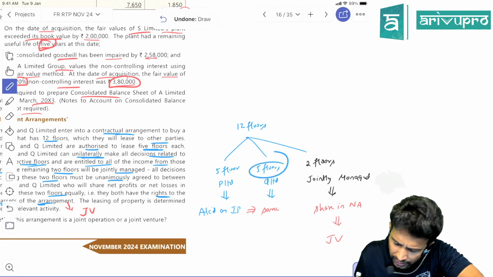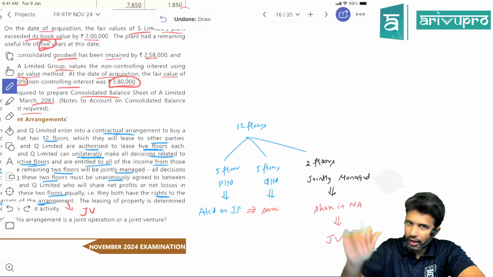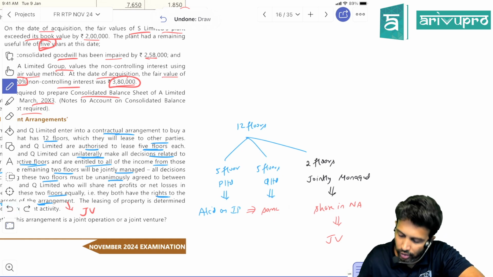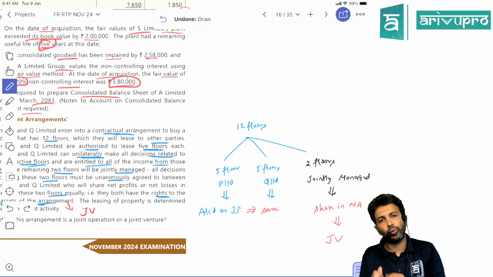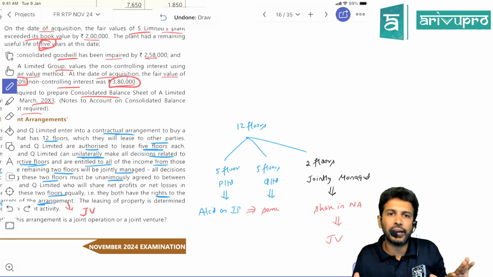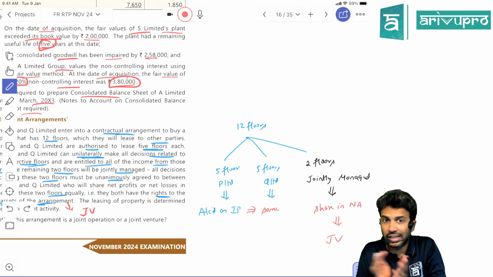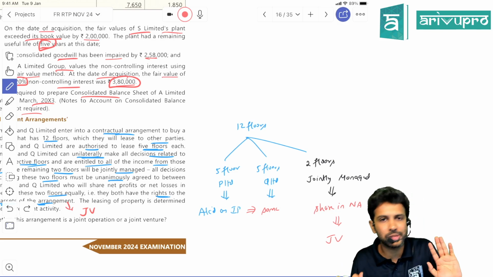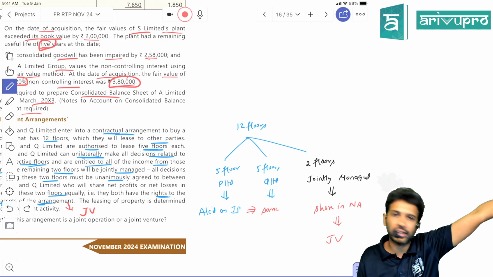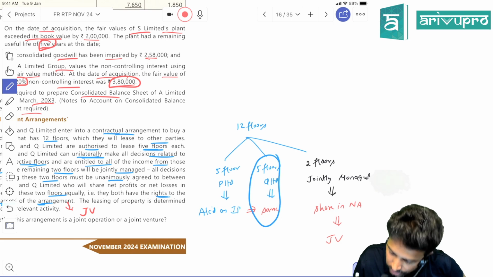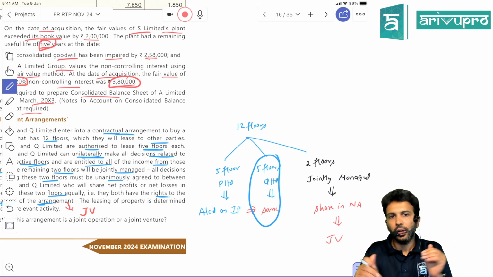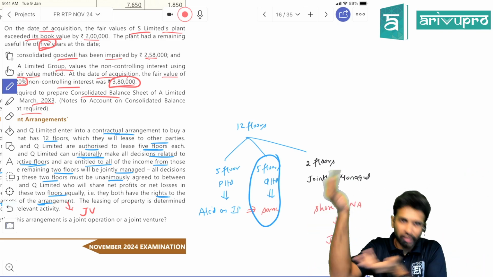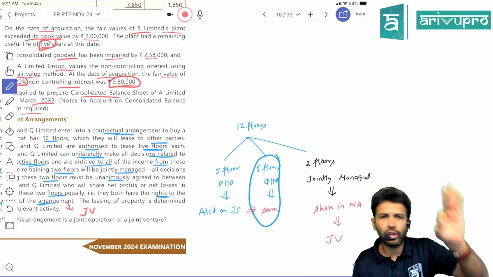Similarly, Q has the other 5 floors. Totally there are 12. 5 floors P will control, 5 floors Q will control, and all decisions relating to Q's floors are taken unilaterally. Bilaterally means both of them have to consult and then take. Unilaterally means they can single-handedly decide for themselves. They don't have to consult the other party. So all the decisions relating to these 5 floors, Q can decide how much to lease it out, to whom, for what period, whether to lease it out or keep it vacant, whatever they want to do, Q can decide.